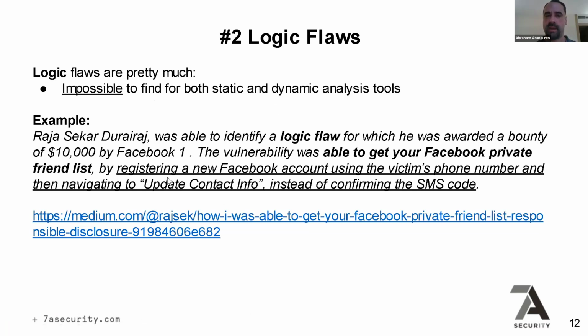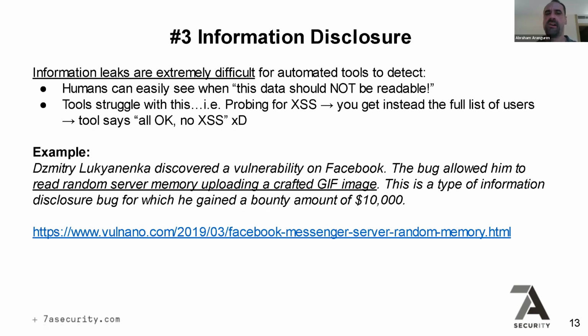And here you have an example from a guy that got a $10,000 bounty from Facebook because he found a logic flaw. This is all documented in the slides, so I'm just going to fly through this because there's a lot of slides, but just to show an example for each thing.